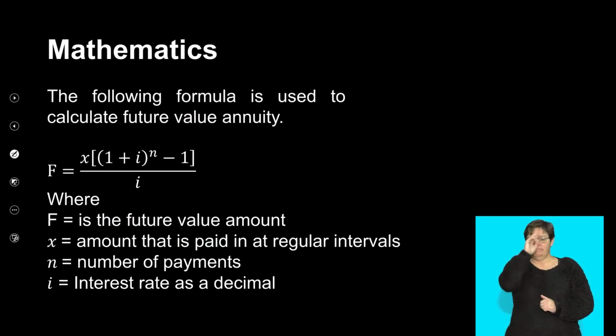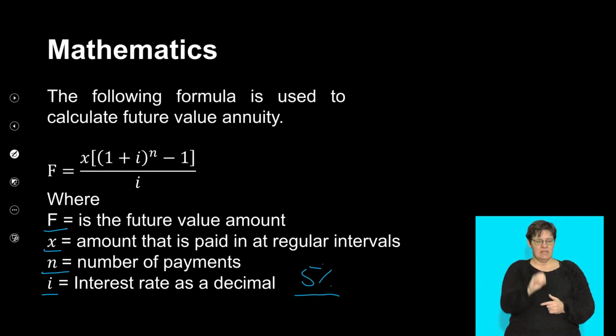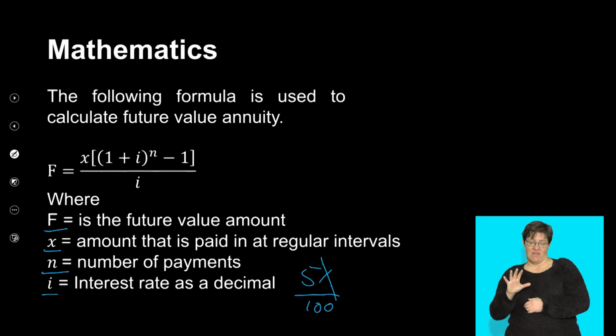Remember, the formula that we use under future value is F = x[(1 + i)^n - 1] / i, right? Where we know that F is our future value, x is the amount that is paid at regular intervals, n is the number of payments, and i is the interest rate as a decimal. So if I give you 5%, you need to divide it by 100 in order to do away with the percentage, and then write it as a decimal number, please.